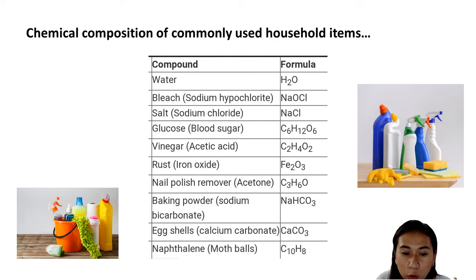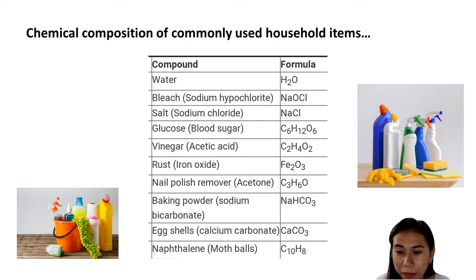Then the baking powder, remember this, baking powder, sodium bicarbonate, NaHCO3. Then the eggshells, that's calcium carbonate, CaCO3. That's mainly the chemical composition for eggshells, the shells in the ocean, even pearls. Pearls is just calcium carbonate.